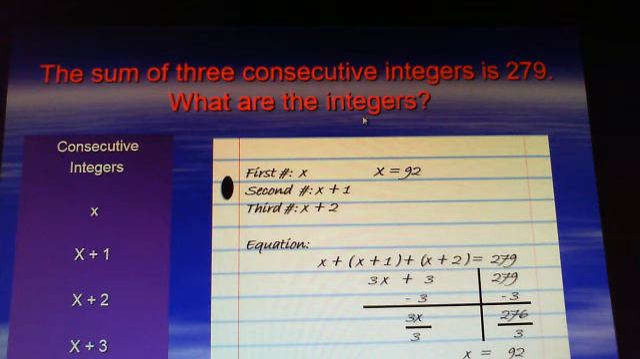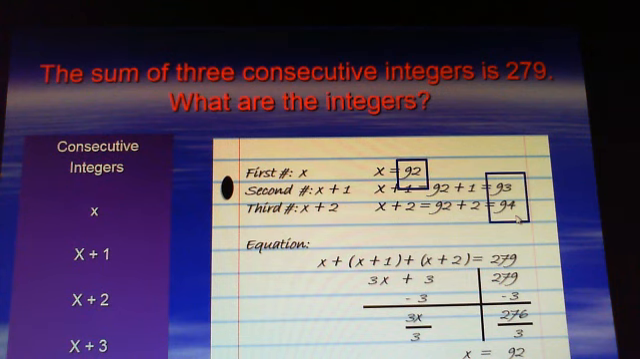What they asked us for is what the integers are. So they don't want just x equal to 92. They want to know what the first integer is, and the second integer, and the third integer. So my first one is 92 because it was x. My second one has to be the next one, which is 93, and my third one has to be the next one, which is 94. Those are my answers. Make sure you get all three.